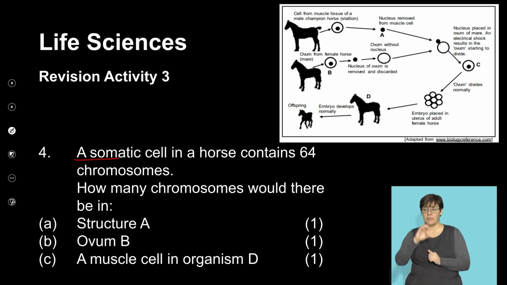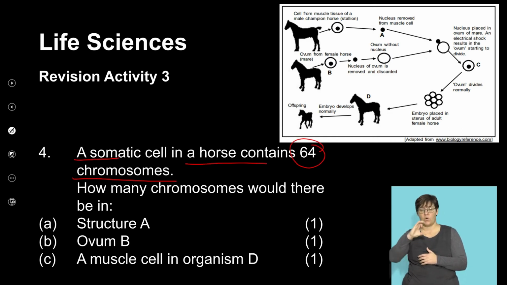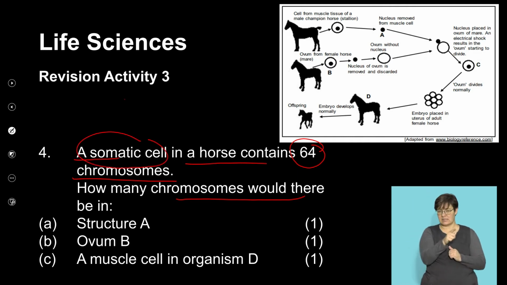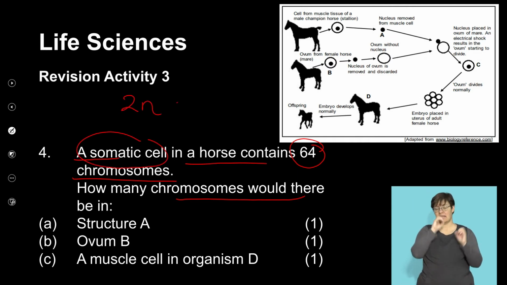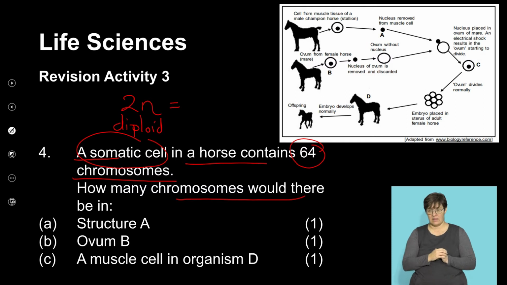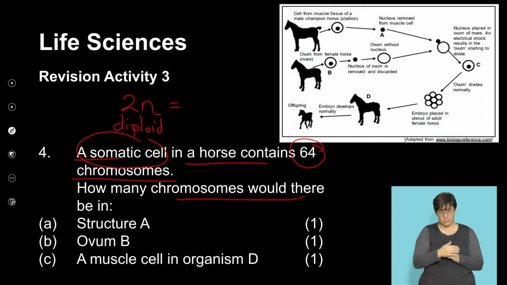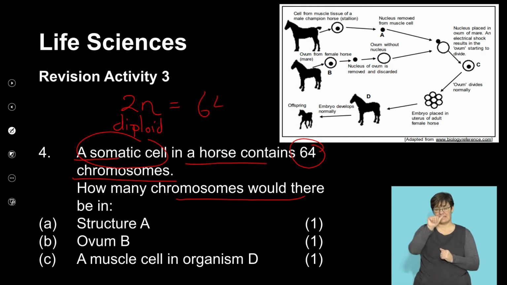A somatic cell in a horse contains 64 chromosomes. So a bit of math. How many chromosomes would be present in structure A? So guys, what's important is that we recognize that a somatic cell is a diploid cell. Again, the context of diploid meaning having a full set of information. So this horse has a diploid set of 64 chromosomes.